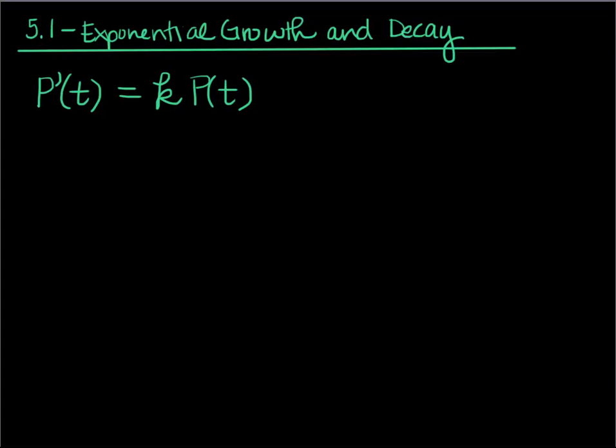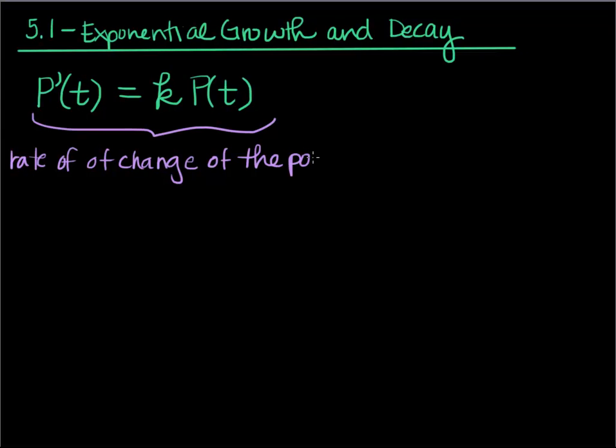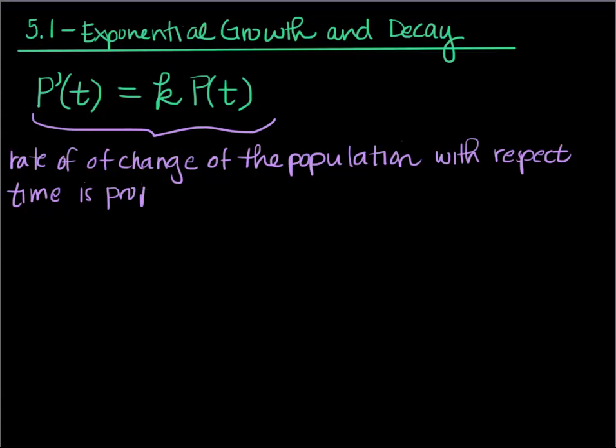And again, what does this equation say then? This says that the rate of change of the population, right? That's what the left-hand side says because that's a derivative. So that's the rate of change of the population with respect to time, because that derivative is in terms of t, is proportional to the actual population at time t. Which kind of makes sense, right?